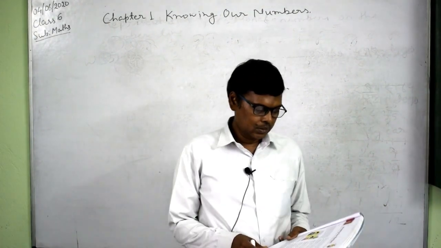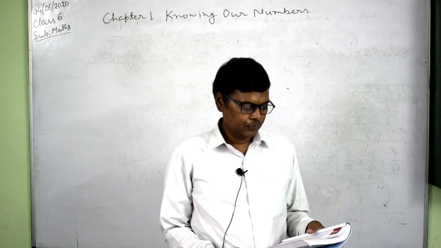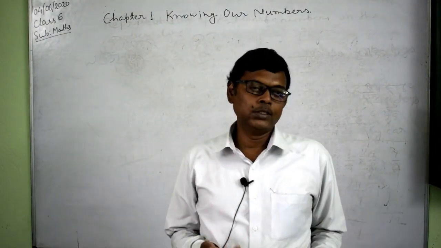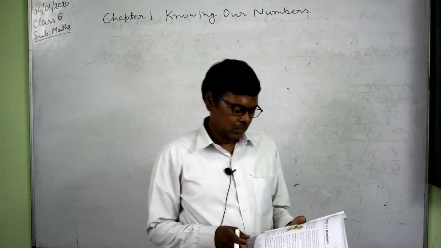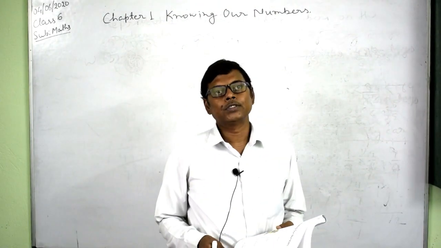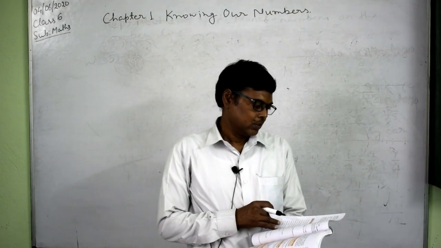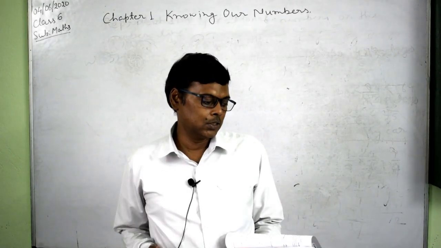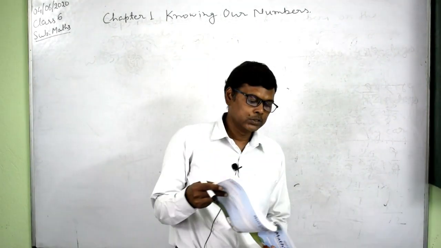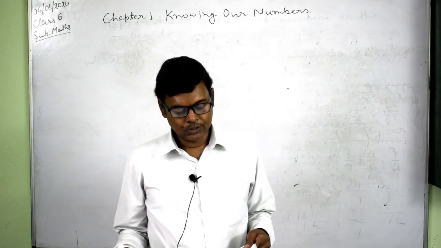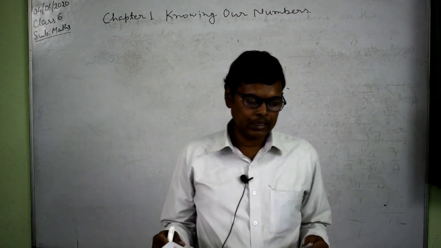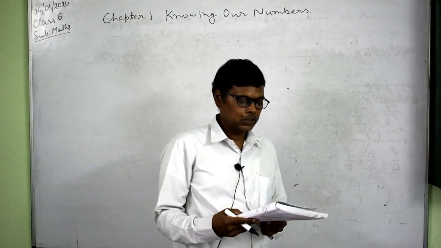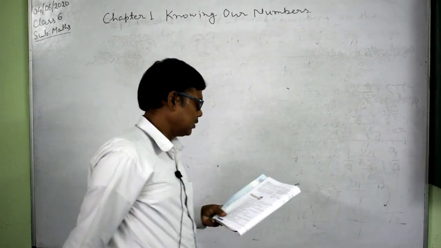In this chapter we will read about the natural numbers and how to arrange numbers in ascending and descending order, then the meaning of place values and face values, the expanded form, then the successor and predecessor. I am going to discuss all these topics, and first is the recap exercise. I will give you the answers of the questions in the recap exercise.